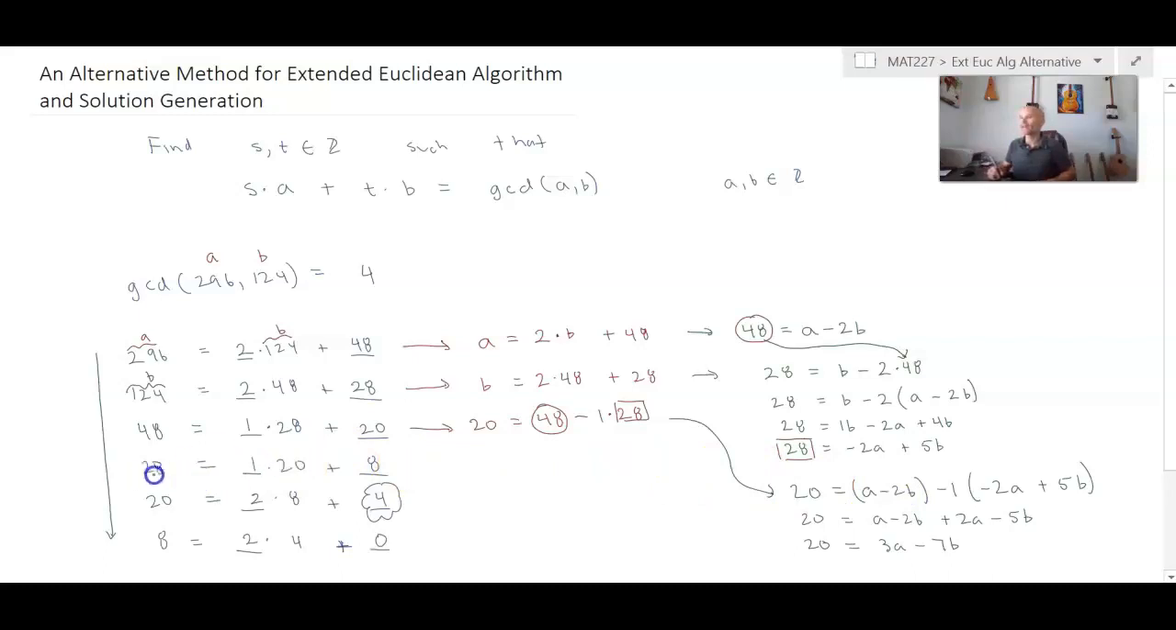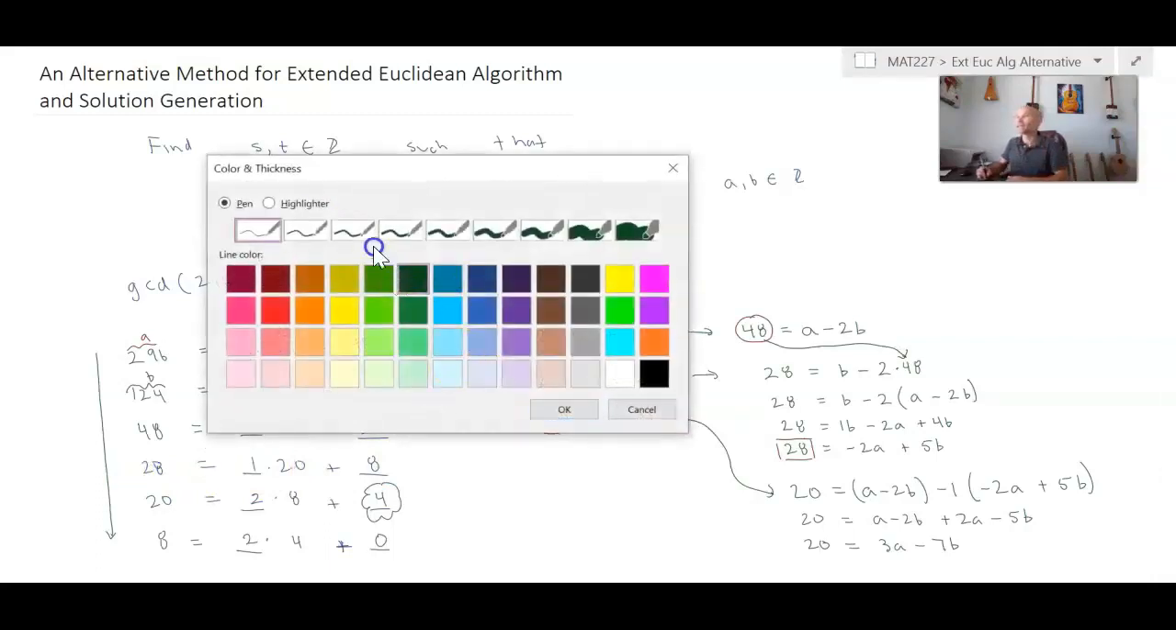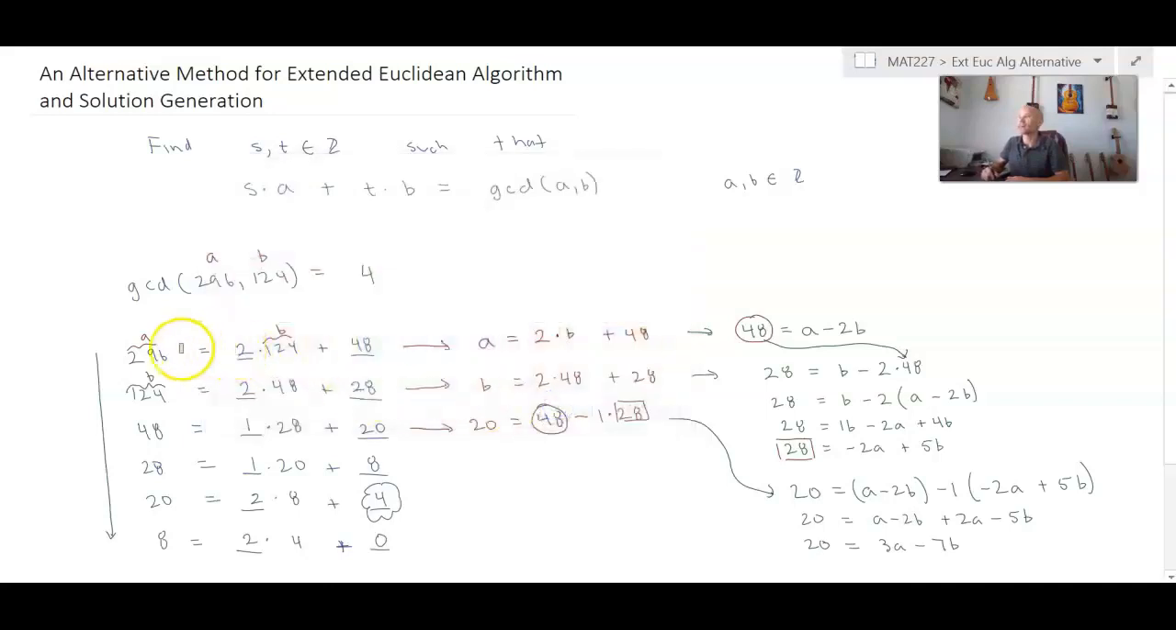So notice that in this next line, we have 20 and 28. And I'm going to take just a moment here before we proceed with that next step, just to highlight what substitutions we're making in each of these lines. So notice that here in this 20 line, we made substitutions for 28 and 48. In this next line, we're going to make substitutions for 20 and 28, and then 8 and 20. And that's really going to be our last substitution.